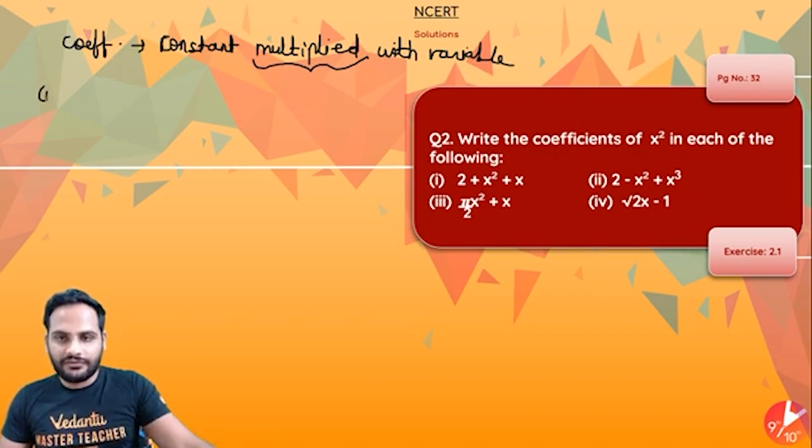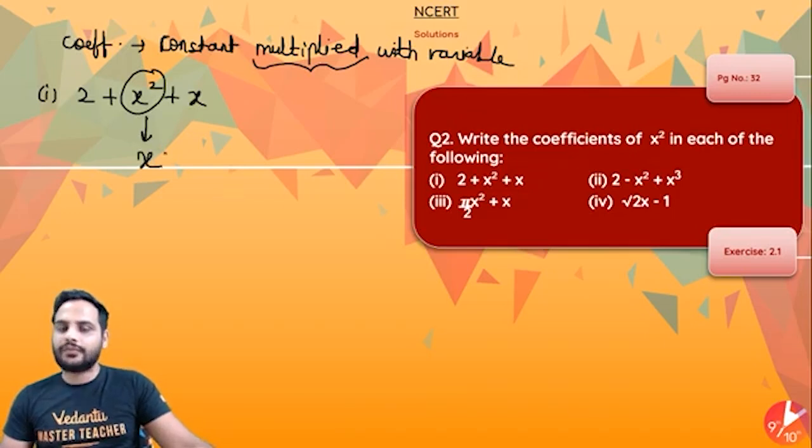So in the first one, you can see 2 plus x square plus x. So in this x square term, I have only x square. That means x square is multiplied with 1. Nothing is there in front of it. That means the coefficient is 1. So in this case, the coefficient of x square is 1.